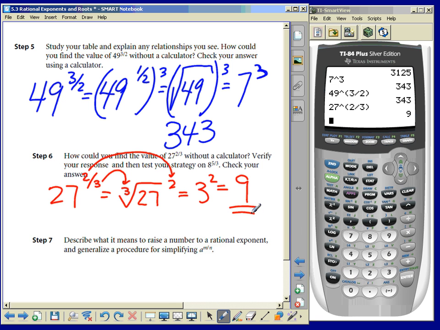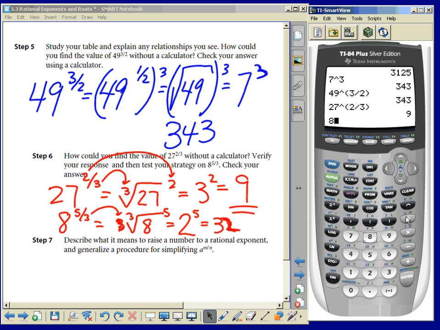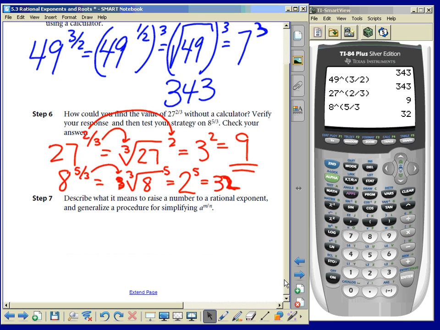What about 8 to the 5/3? I'm thinking 8 to the 5/3 is going to be the cube root of 8, to the 5th power. Cube root of 8 is 2. Take it to the 5th power. You get 32. Double check it on the calculator. 8 to the parentheses 5/3. Bam. 32. Got it.